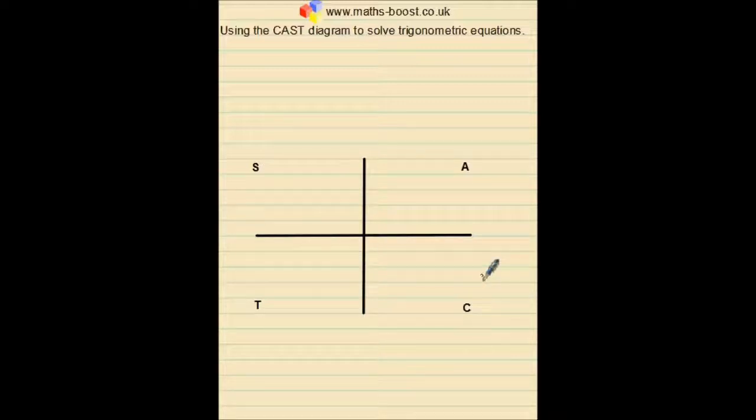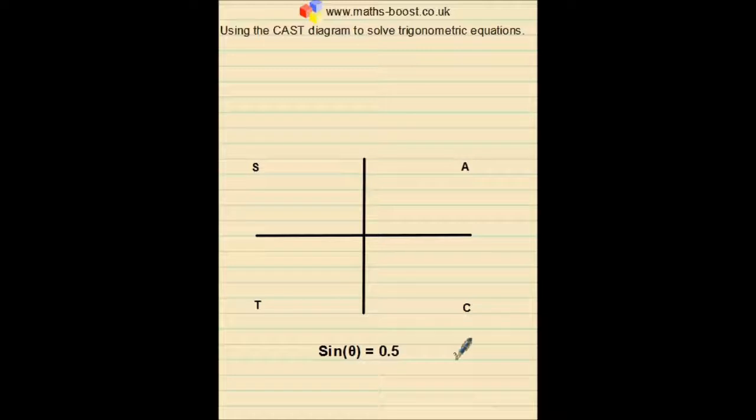What about an angle that would fall in this quadrant? Well, you should be able to see that if it was a cosine function, it would be positive, but a sine or tan function in this quadrant would be negative. A stands for all, and any angle that falls in this quadrant will result in a positive trigonometric function, whether it be sine, cosine or tan.